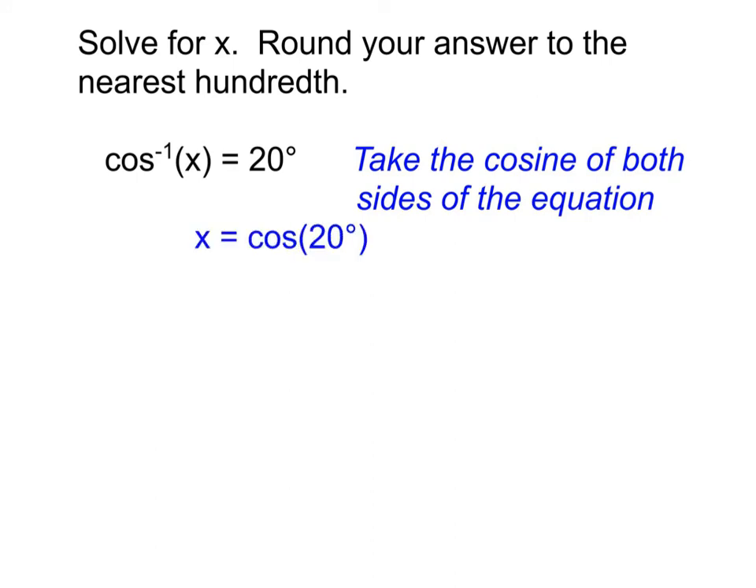Algebraically speaking, then, this is what I see on my next line. Because the cosine and the inverse cosine cancel out each other, that just leaves me with x on the left. Alright, and now at this point, we have x equals cosine of 20 degrees. That's a value that, again, we can just calculate. So you plug that into your calculator. You should find that x is about 0.94 when rounded to the hundredth like that.